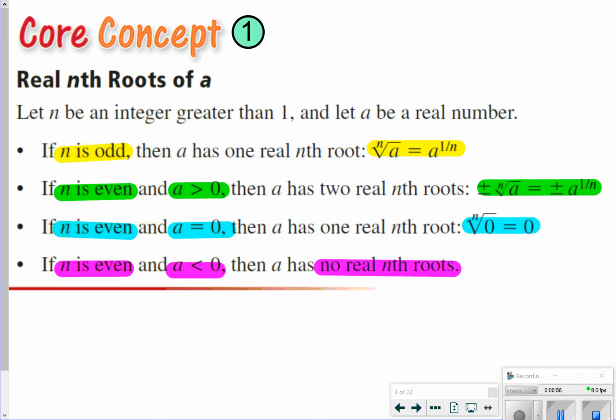If n is even and a is greater than 0, then you actually have two real nth roots. You can do a positive or negative answer, but very similar to the one in yellow previous. If n is even and a is equal to 0, then the only real root it has is the nth root of 0 is equal to 0. If n is even but a is less than 0, then a has no real root. See, it's just saying not a real number here. And this will make more sense once you see some examples being done.